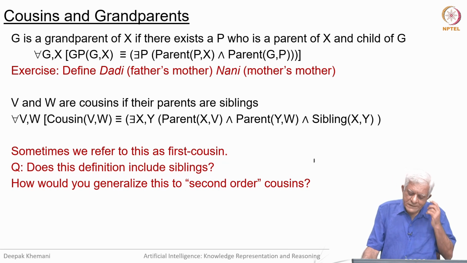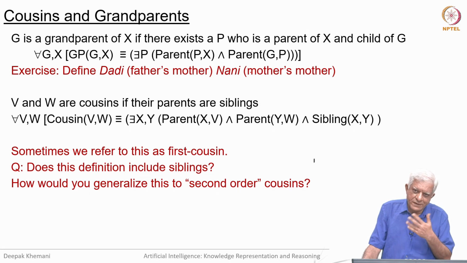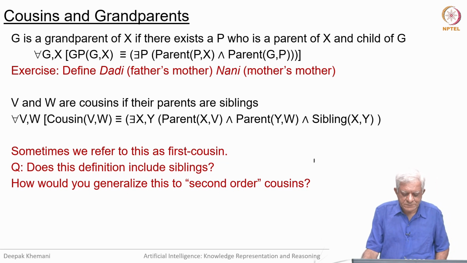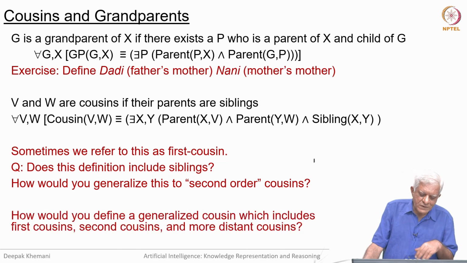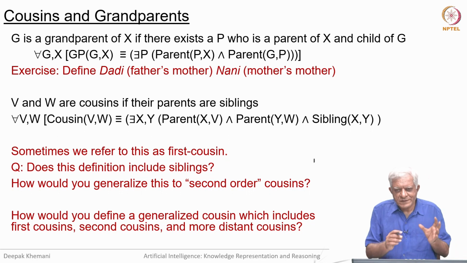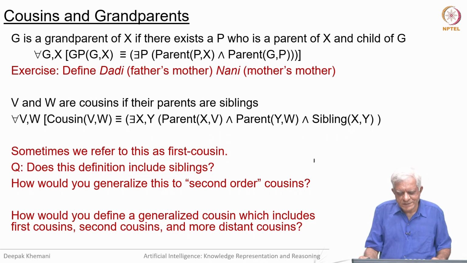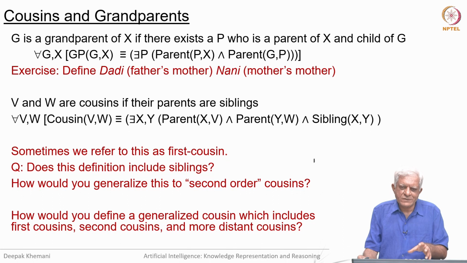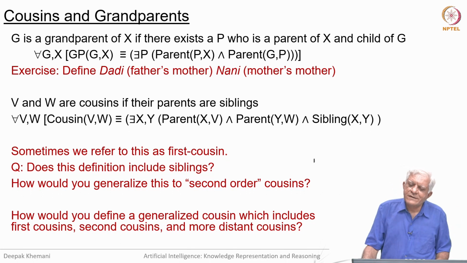How would you generalize to second order cousins? Second order cousins would be those whose parents are cousins and so on. And you could even do a generalized cousin relation, which basically includes first cousins, second cousins, third cousins and all kinds of cousins into one category called cousin essentially. If you say that X is a cousin of Y, then essentially it will boil down to saying that both of them have a common ancestor.